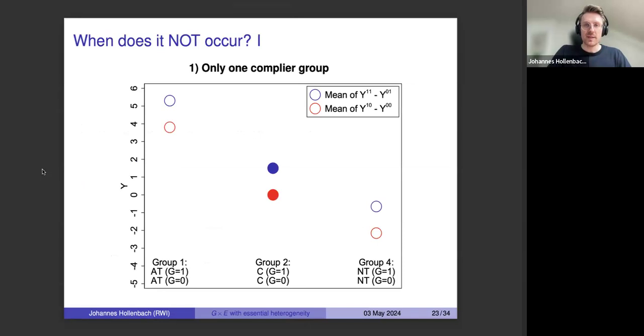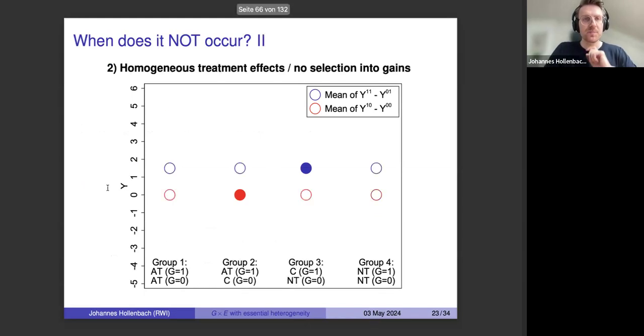It is pretty simple to see when this problem does not occur. The first instance would be if there's only one complier group. As you can see here, one complier group equals no problems. You can simply estimate the gene-environment interaction effect like this. This may happen if, for example, your genetic variable does not affect your instrument status, or your instrument take-up, sorry.